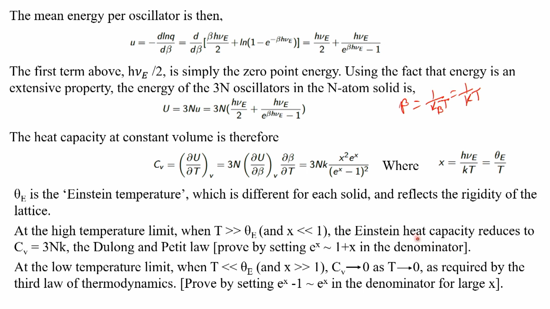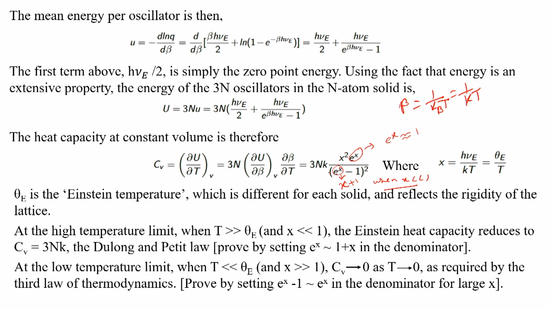Okay, in the denominator we are considering e to the x is 1 plus x here, and for the numerator we consider e to the x is 1. So for the denominator we consider e to the x as x plus 1 when x is very small, for this condition.